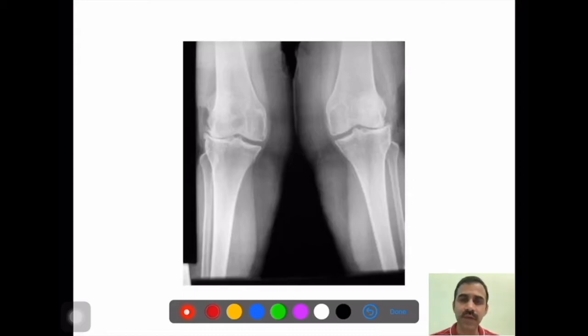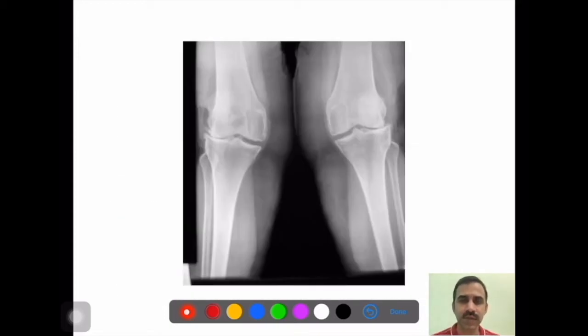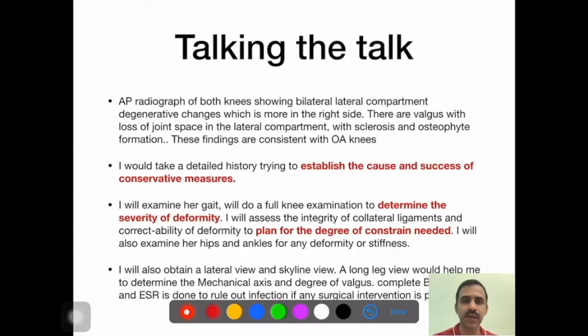A valgus knee is a particular problem. We should know how to talk when such an X-ray is shown in your viva. We can start by telling that the anteroposterior radiograph of both knees shows bilateral lateral compartment degenerative changes, which is more on the right side. There is valgus with loss of joint space in the lateral compartment with sclerosis and osteophyte formation. These findings are consistent with osteoarthritis of the knee.